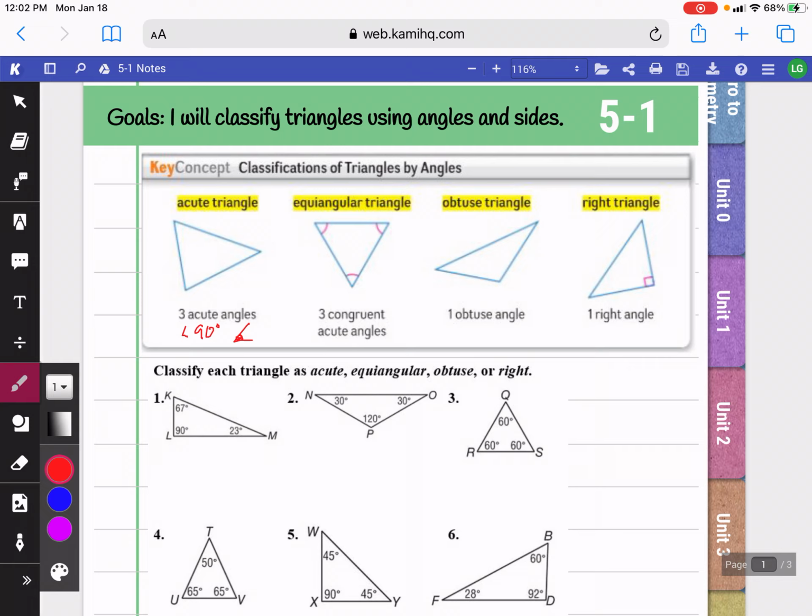Equiangular is also going to have three acute angles, but they're all going to be 60-degree angles. They're all congruent to each other. An obtuse triangle will have one obtuse angle. Remember, obtuse means greater than 90 degrees. Here you'll notice there's one that's greater than 90. And a right triangle is going to have a right angle, which is equal to 90 degrees. So you'll either see a 90 degree angle or that little right angle symbol that indicates it's 90 degrees.